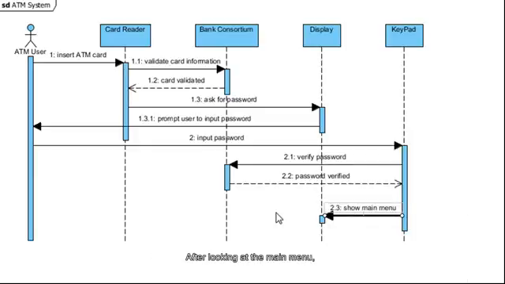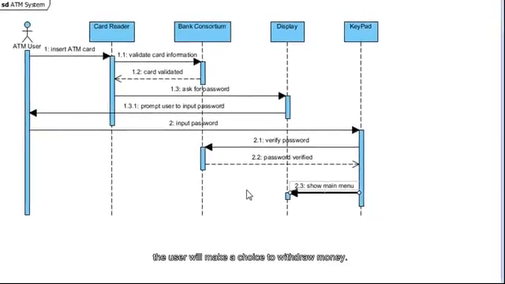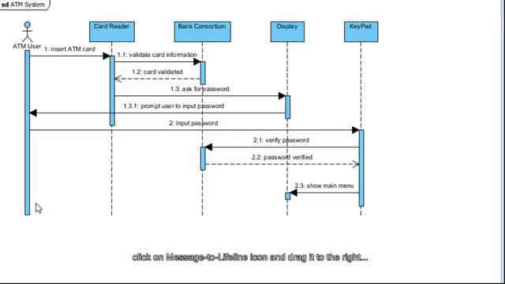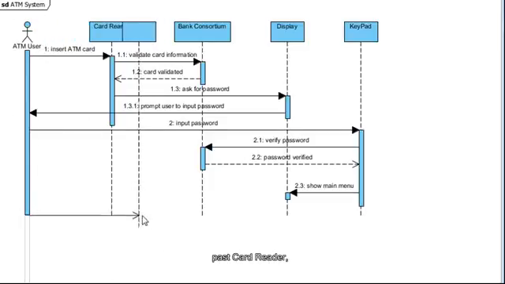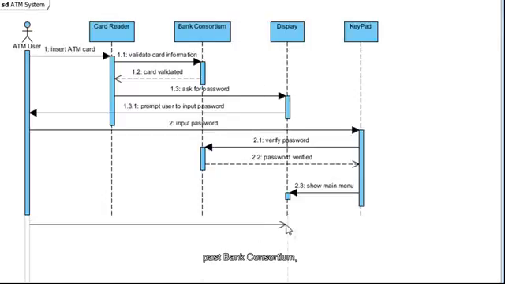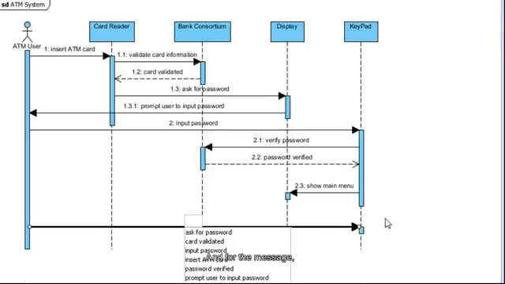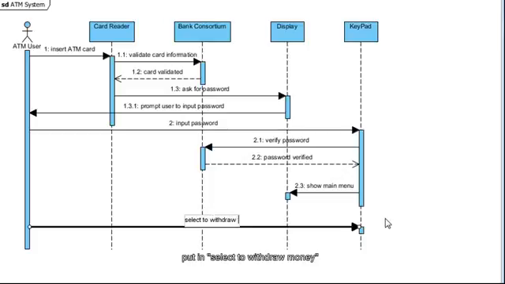After looking at the main menu, the user will make a choice to withdraw money. So let's select the vertical bar here and click on message to lifeline icon and drag it to the right. Pass card reader, pass Bank Consortium, pass display, and stop at keypad here. And for the message, put in select to withdraw money. Press enter.